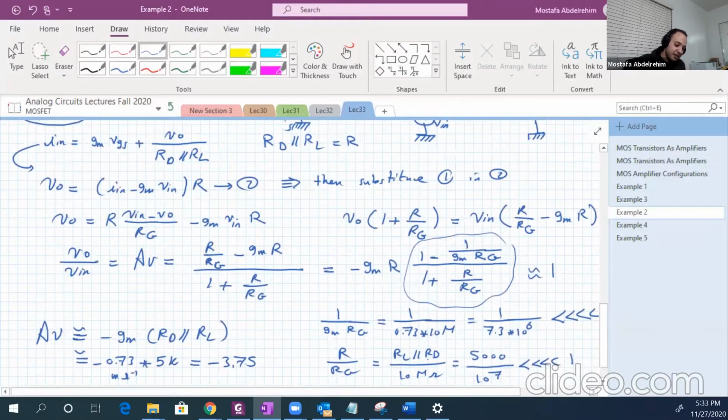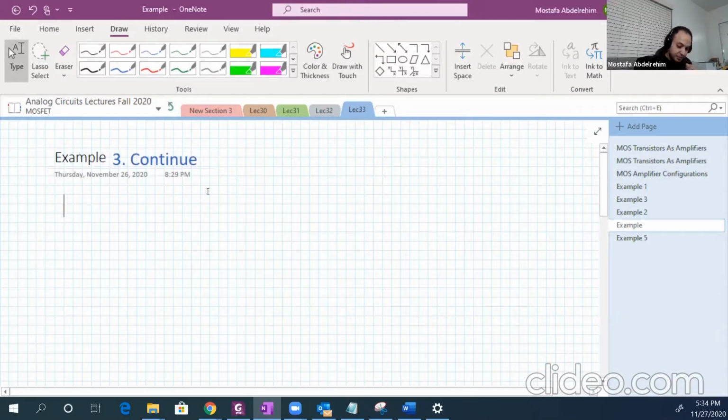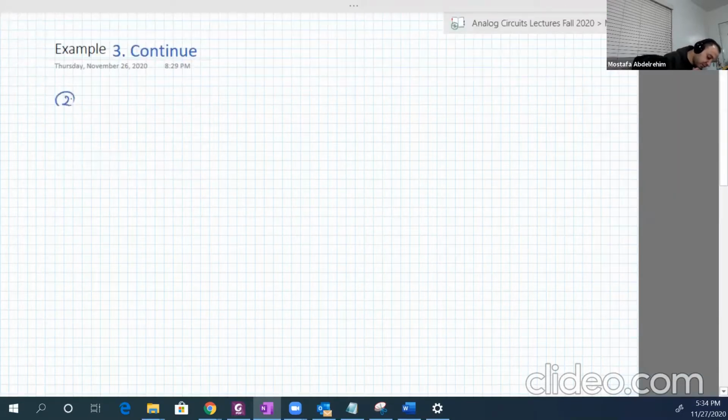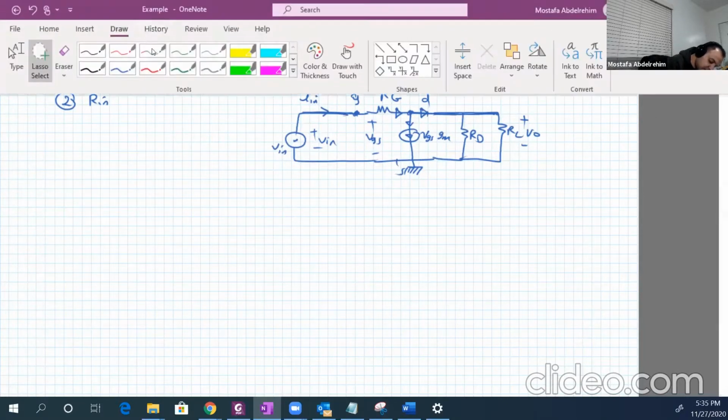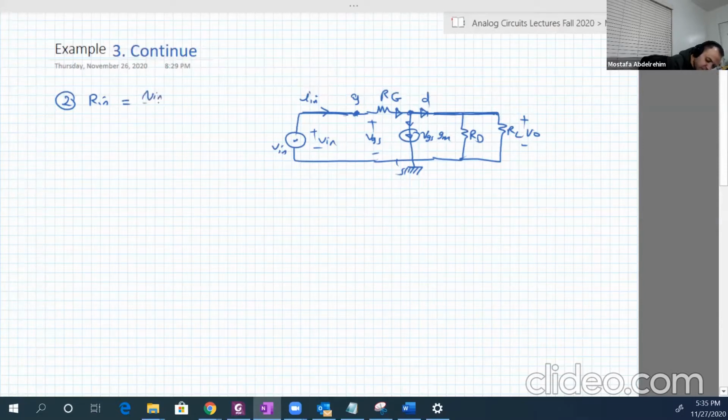Let's have another. Okay. Now, number 2, our input. Our input is also complicated, but we're gonna do it. So let's draw the circuit again. Our input basically is V input over I input.